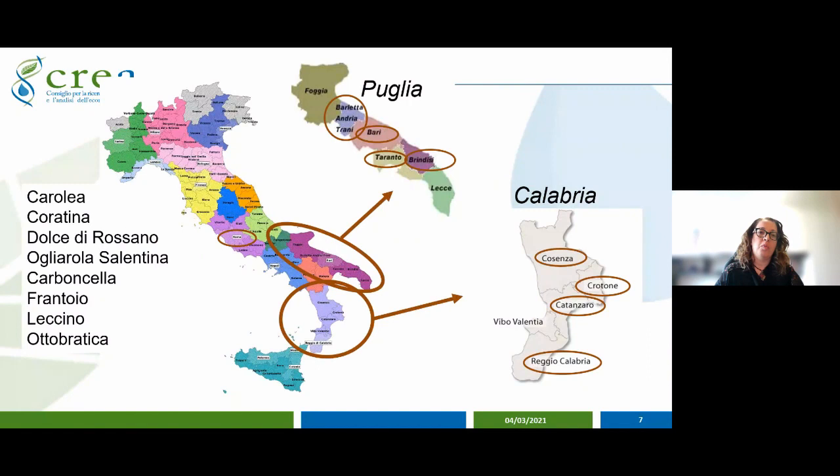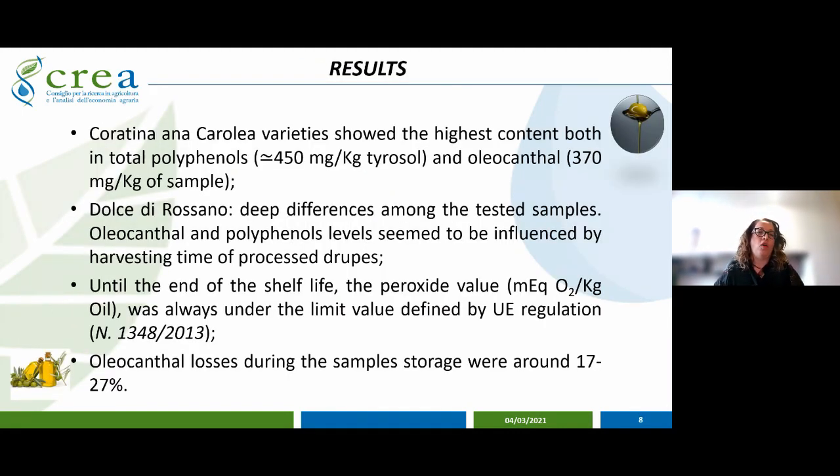We analyzed the monovarietal oils obtained from Carolea, Coratina, Dolce di Rossano, Ogliarola Salentina, Carboncella, Frantoio, Leccino, and Ottobratica, which came from Puglia region, Calabria region, and from Rome. I will show you only the main results we obtained.